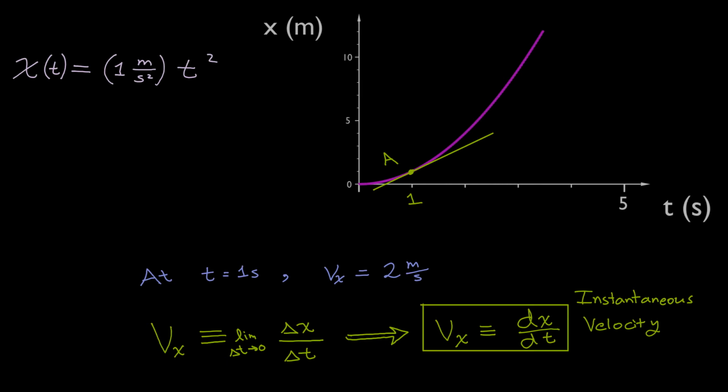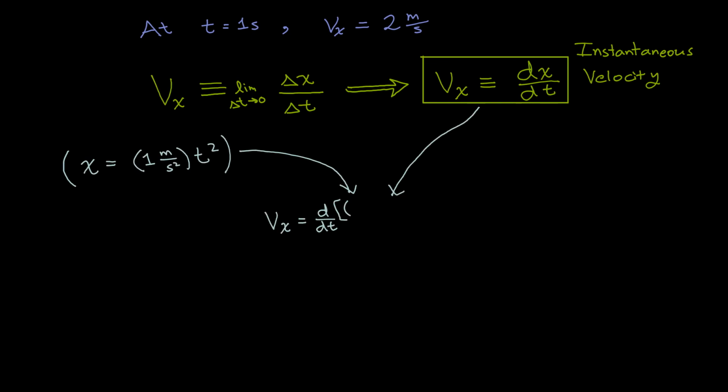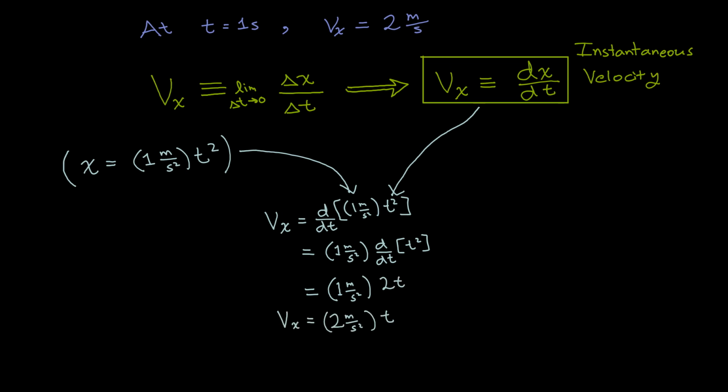Thanks to calculus, we can get the answer for the instantaneous velocity very quickly, without having to go through the steps of taking delta t to be smaller and smaller like we just did. If you know how x depends on t, then you can just plug it into our equation and differentiate. First, I'm going to pull out the factor of 1 meter over second squared, since that's a constant, so it can always be pulled out of a derivative. Then I differentiate t squared, it becomes 2t, and we have the equation for the instantaneous velocity.